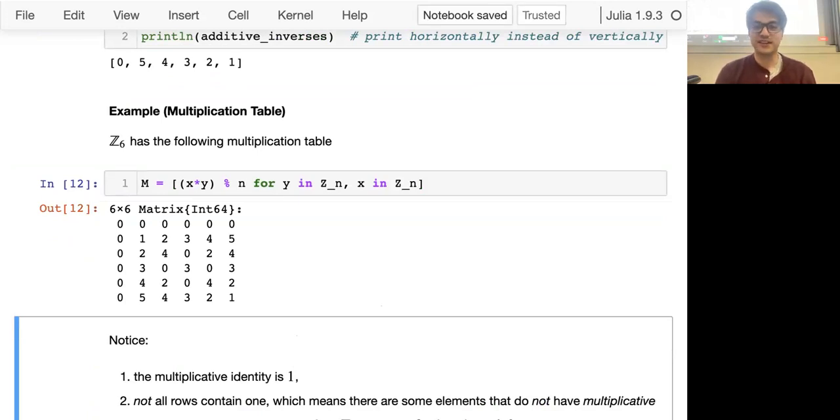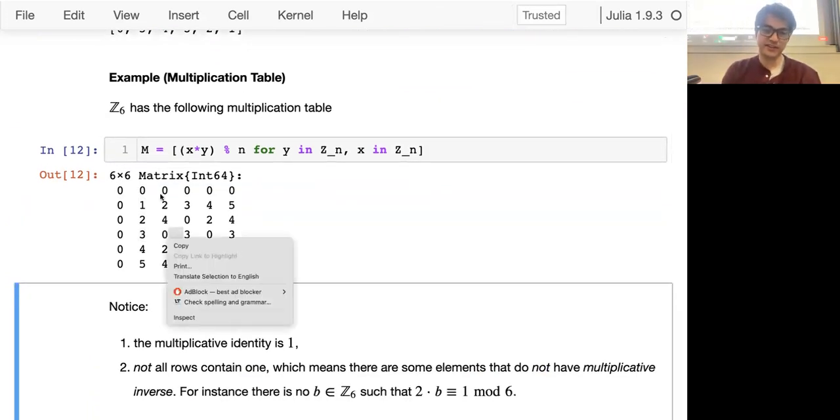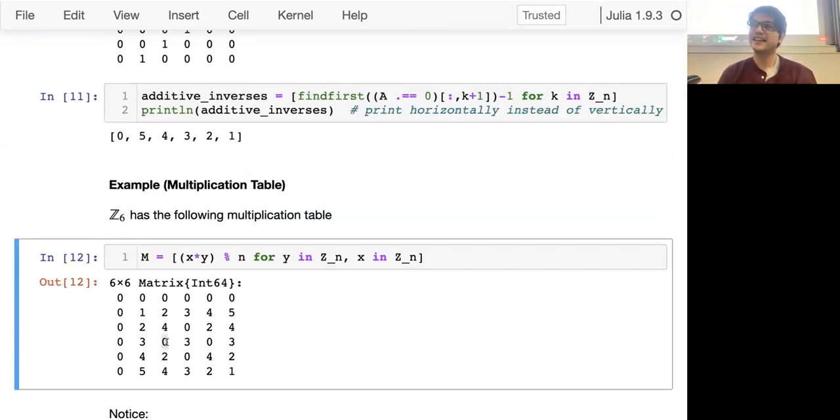So across the top, you see 0 times anything is 0. And on the first column, you see 0 times anything is 0. Actually, it depends how we do it. But in any case, 0 times something is 0 in both directions. 1 times 1, 2 times 1, 3 times 1, and so forth. What does it mean that there's a 0 here? There are 0 divisors in this set of numbers. So therefore, it's not an integral domain, which is going to be important.